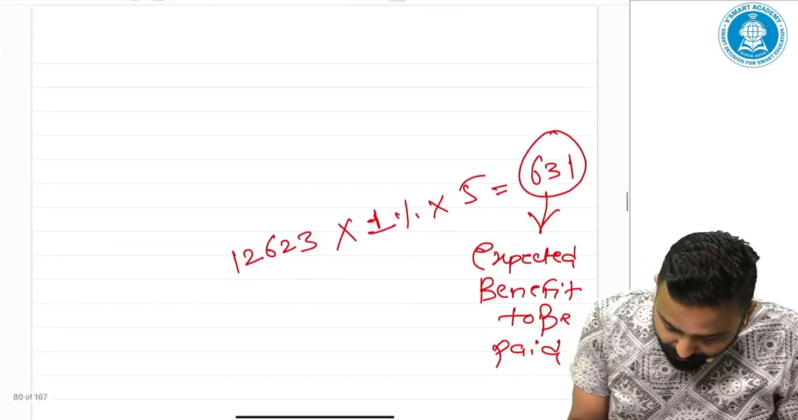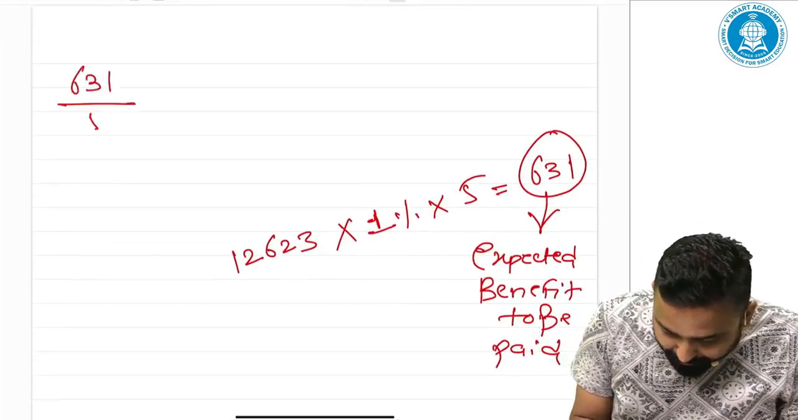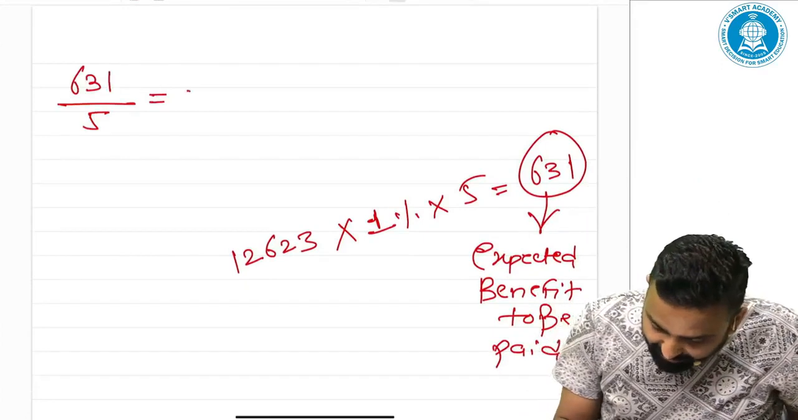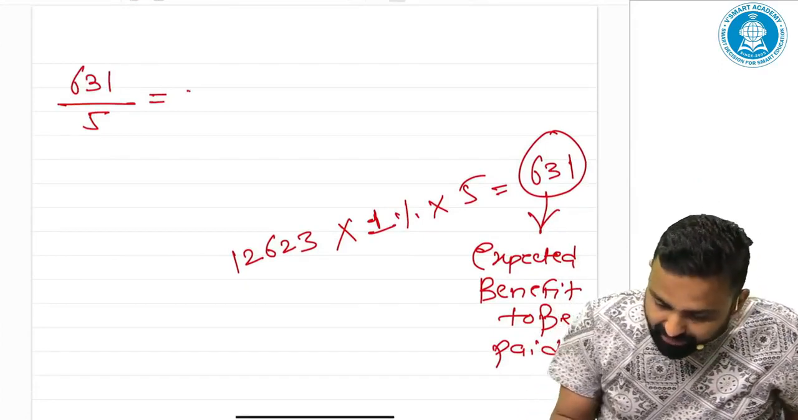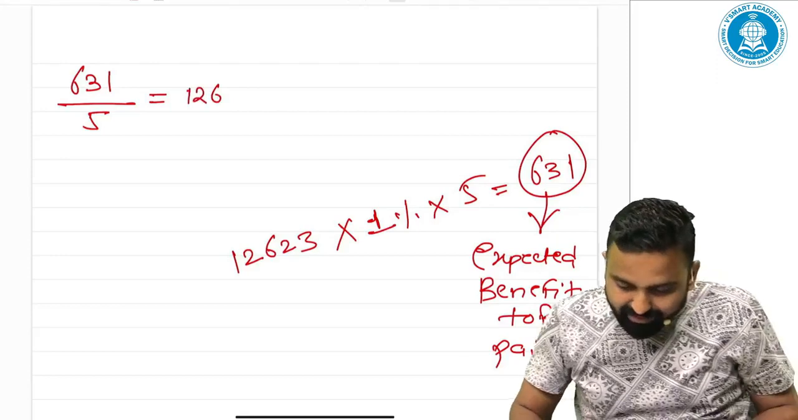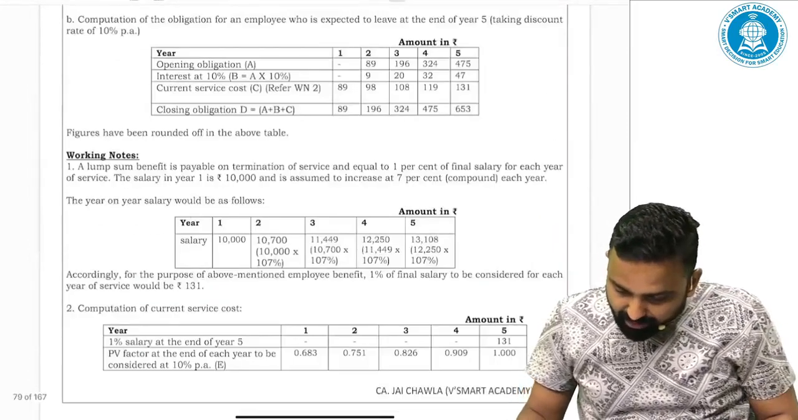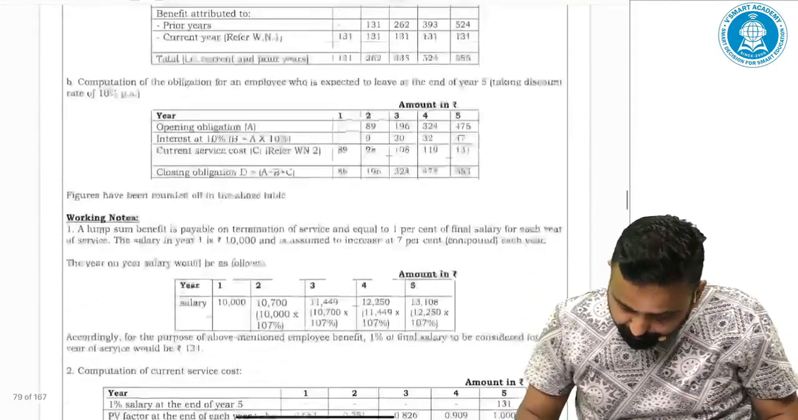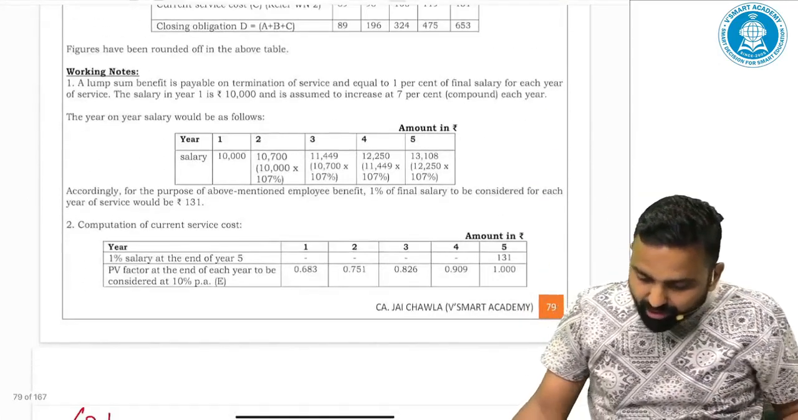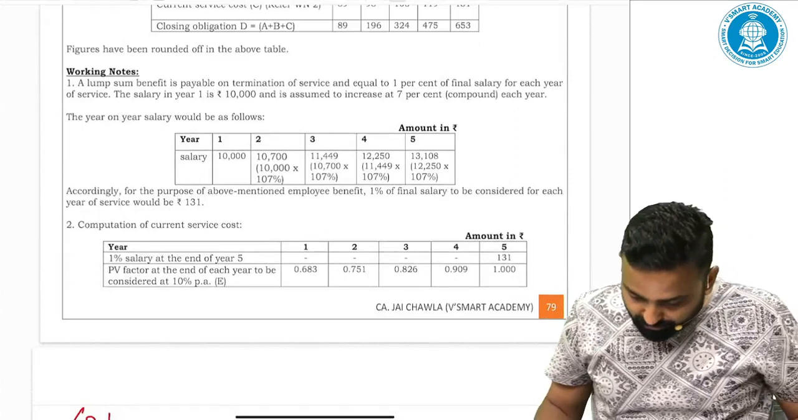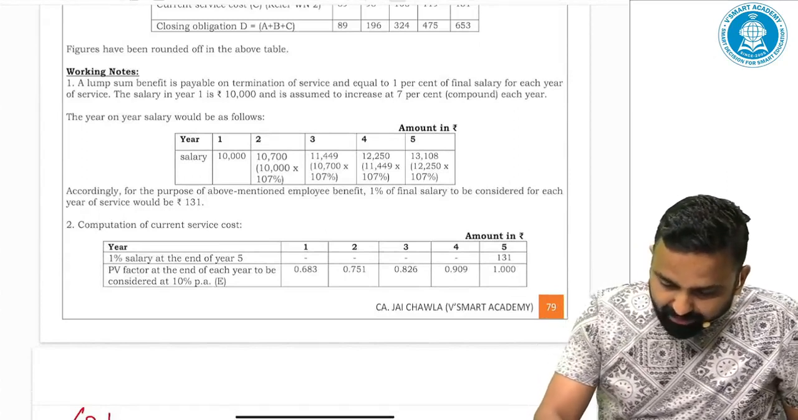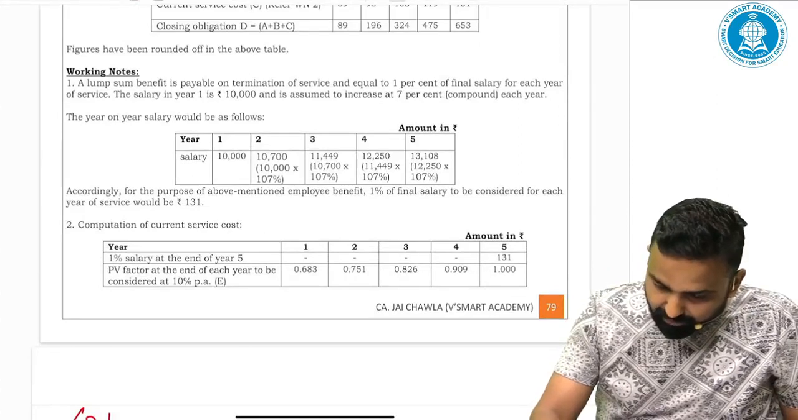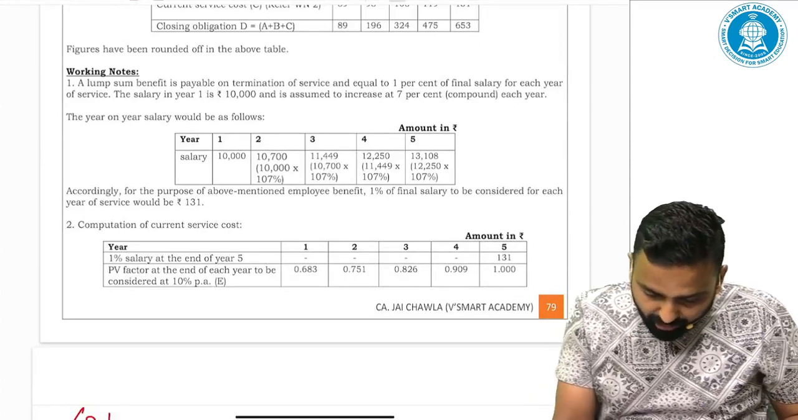Now what you will do? You will do 631 divided by 5, because there are 5 years of service. Every year it becomes 126. Are you guys understanding or not? Let me check. 10,000 plus 7% plus 7% plus 7% plus 7%. Oh, I think I did it wrong.